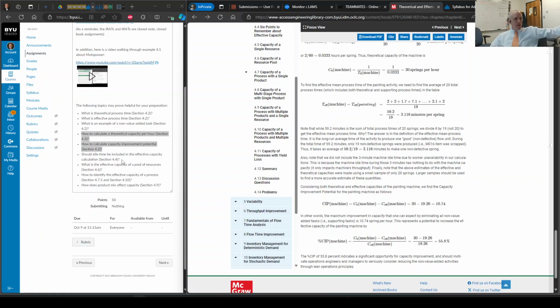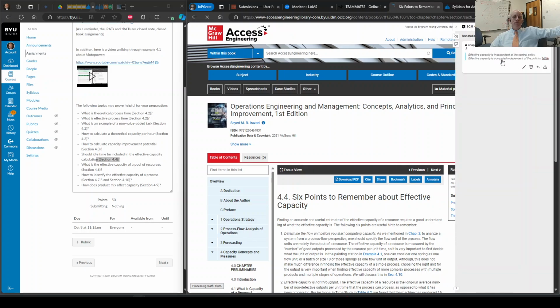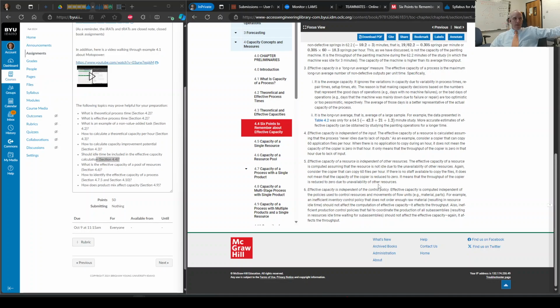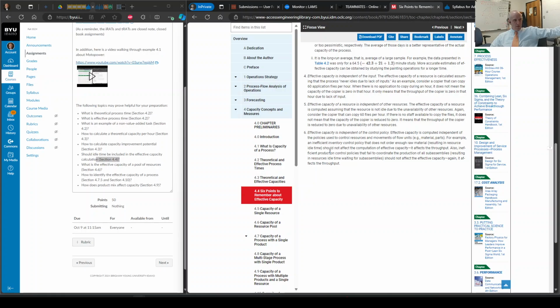Next couple of questions, we have section 4.4. I'll go to the 4.4 section. Should idle time be included in the effective capacity calculation? Let's look at that. I love these 6 points, by the way, but I'm just going to highlight one here for the IRAT and the TRAT.